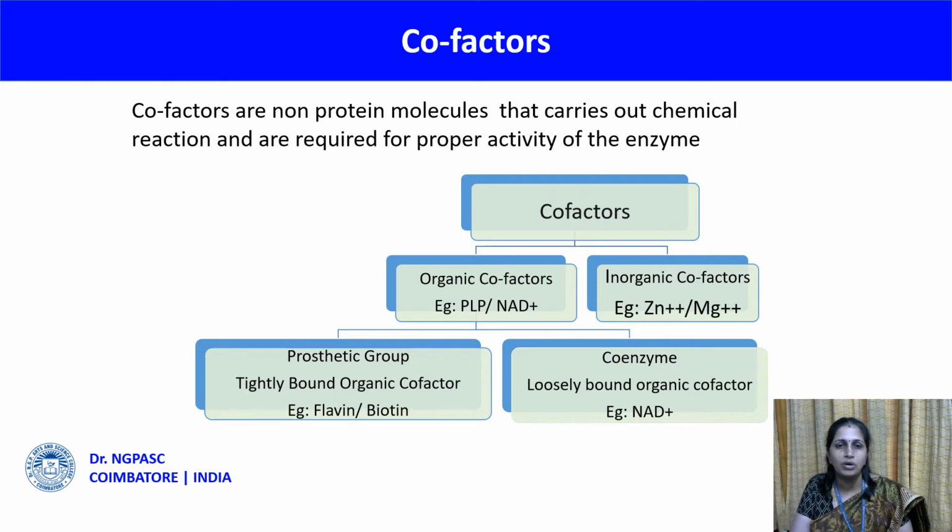Prosthetic groups are those cofactors which are tightly bound to the enzyme. So these are tightly bound organic cofactors, for example flavin and biotin, whereas coenzymes are loosely bound organic cofactors, for example NAD+.